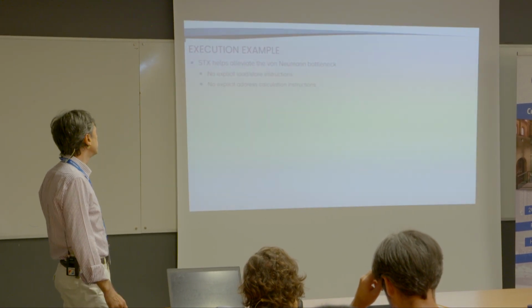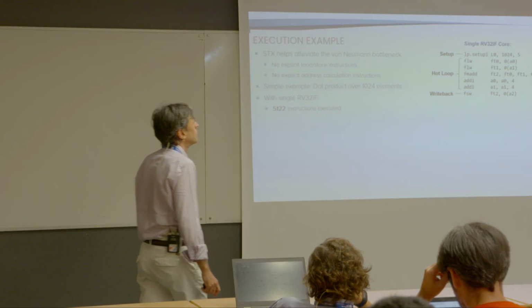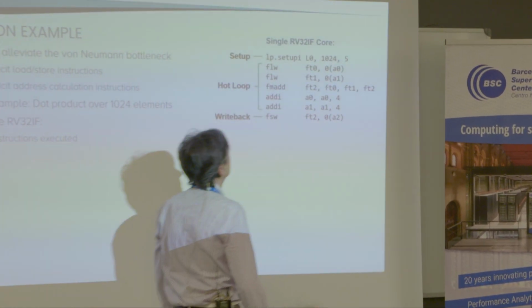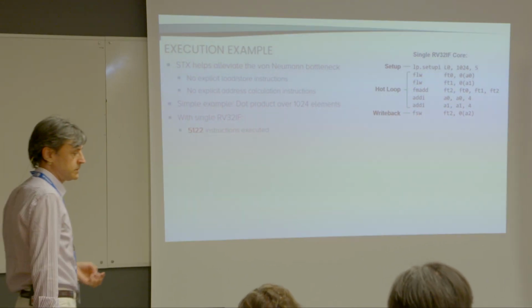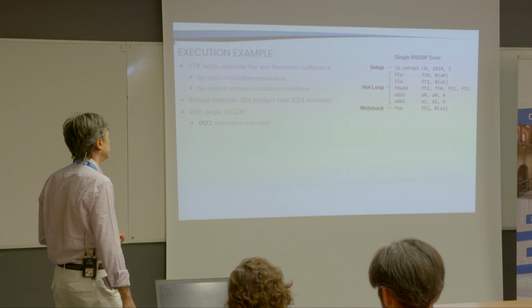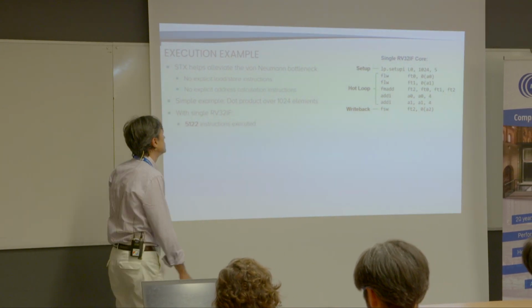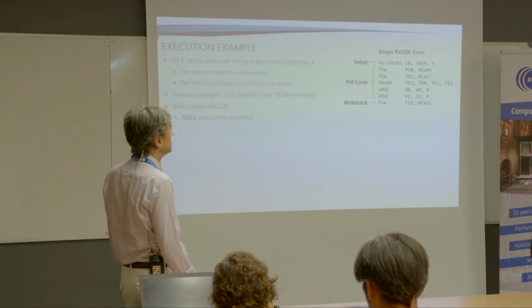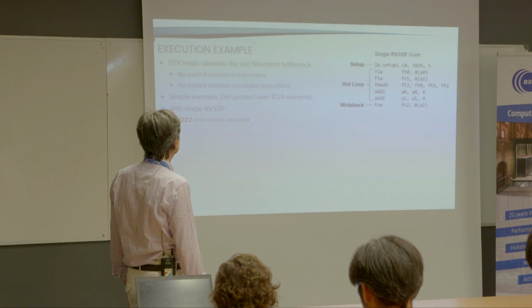We can conclude with a very small example. If you try to write a sequential RISC-V code that performs a dot product, multiply accumulation over 1024 elements, you end up executing more than 5,000 instructions, and the code is there. For those who know RISC-V, you may go through the details of that.